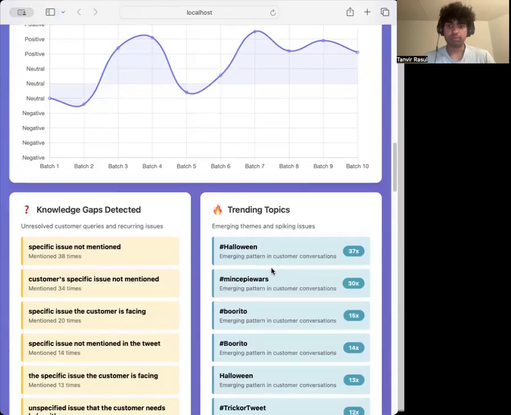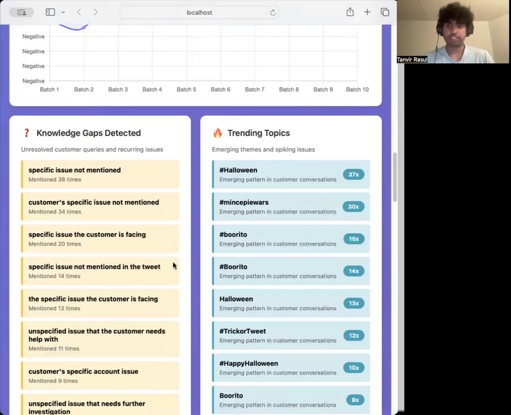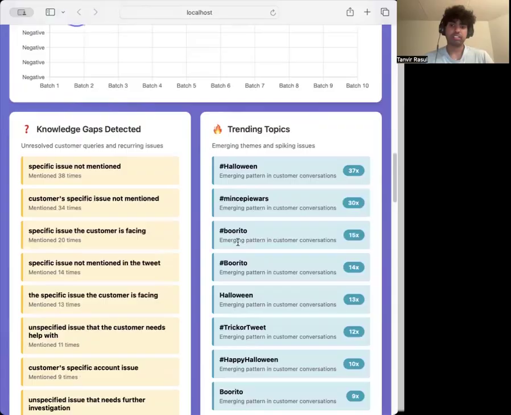So one of the most powerful features is knowledge gap detection. The system automatically identifies unresolved customer queries. Things like specific issues not mentioned appeared 38 times, for example. This tells us where our documentation or support is falling short.